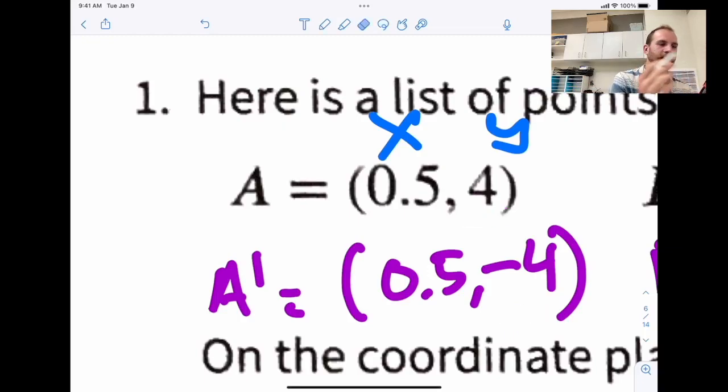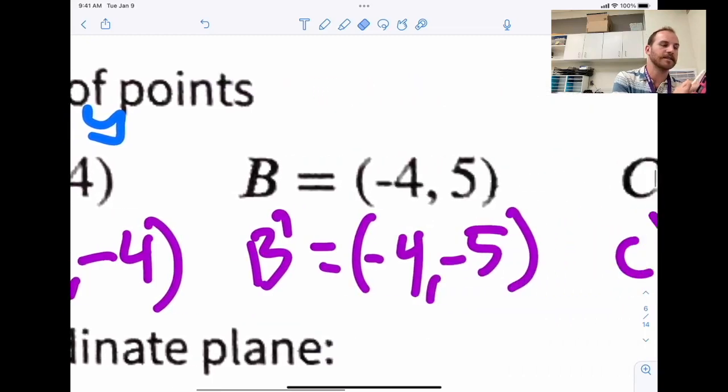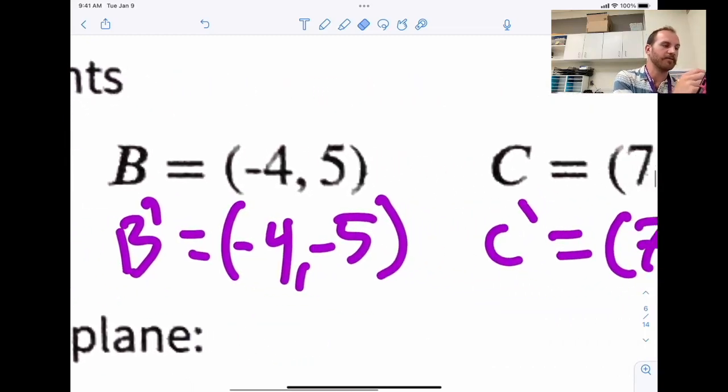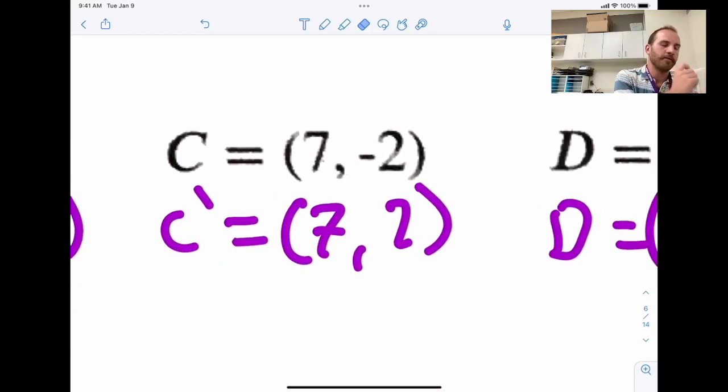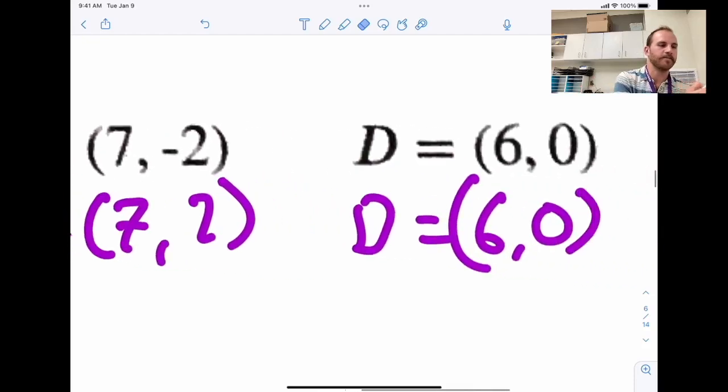Which is fantastic. So when we reflect across the x-axis, that's a pattern that happens. Our y coordinate becomes negative, right? So B went from being -4, +5 to -4, -5, right? Good stuff. If the y coordinate's already negative, then the new y coordinate, after a reflection across the x-axis, will become positive. So the sign just switches on the y coordinate.